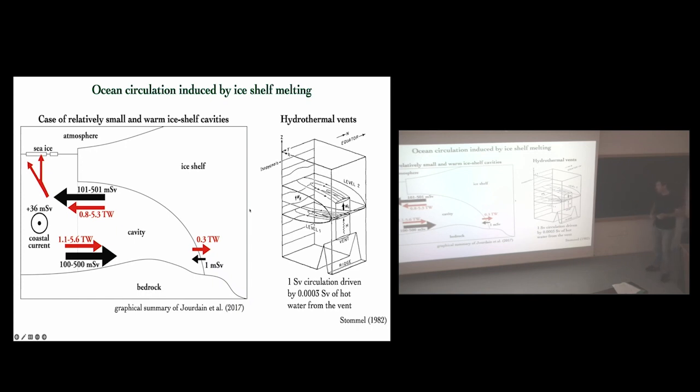This is a plot that was done by Stommel in 1982, to understand the ocean circulation that was created by a hydrothermal vent. In this case, he found that one sverdrup of circulation was driven by only 3 times 10 to the power minus 4 sverdrup of hot water from the vents. It's a typical situation when you put a small amount of fresh water into salty water.